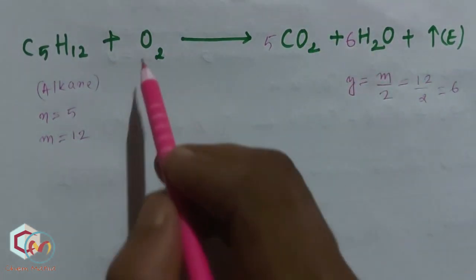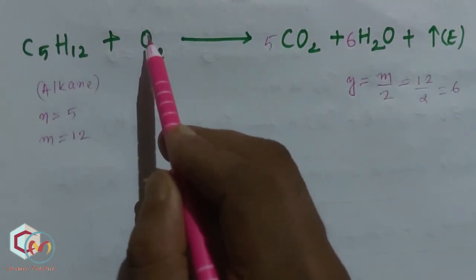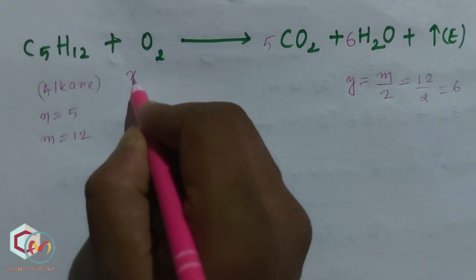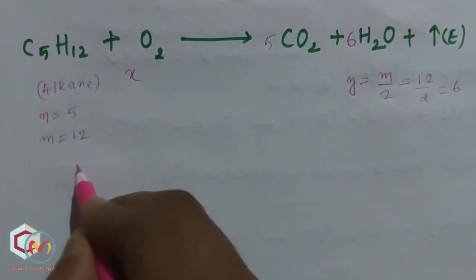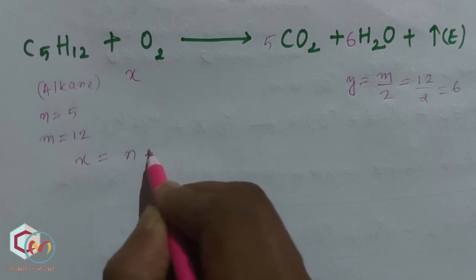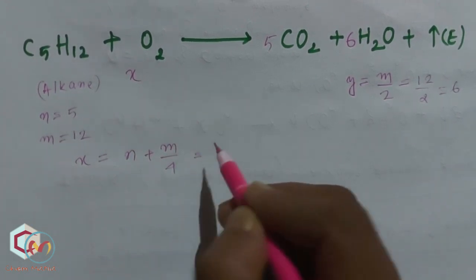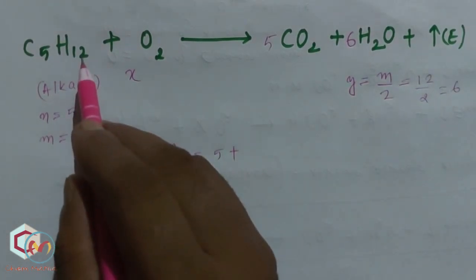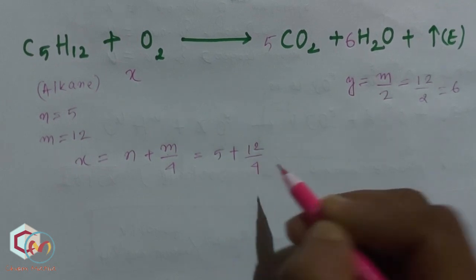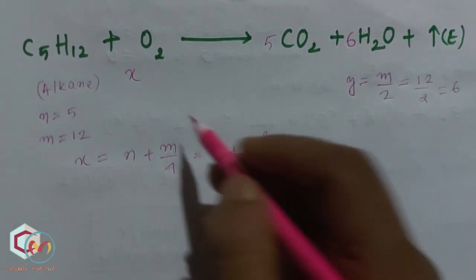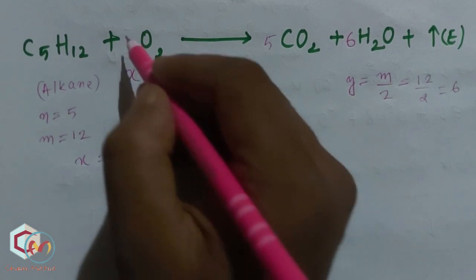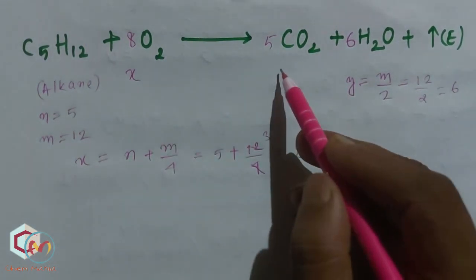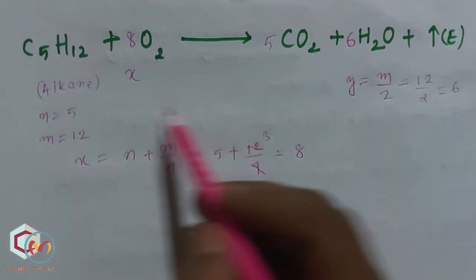Here we will balance this O2. So what is the formula? I have told you that this is x, so x is equal to n plus m by 4. So here n is equal to 5 plus m is equal to 12, that is 12 by 4, so that is equal to 8. So here x is equal to 8, we will multiply by 8 over here. So 8 O2 molecules, 5 CO2 plus 6 H2O, that is the total balanced equation.